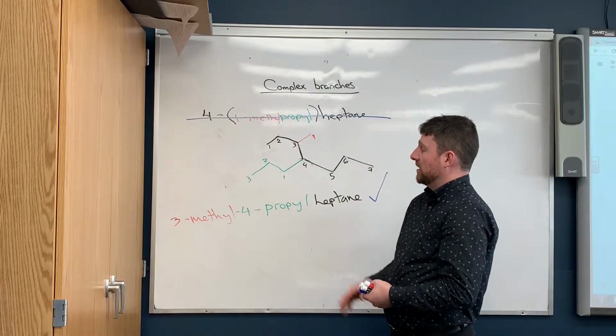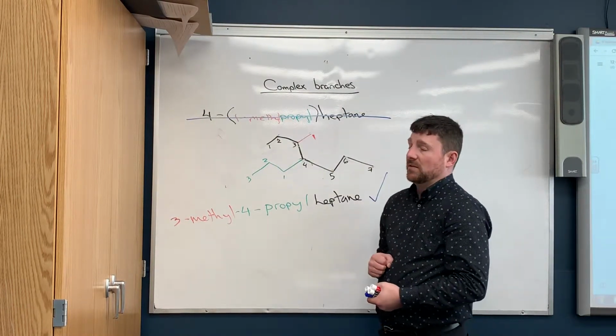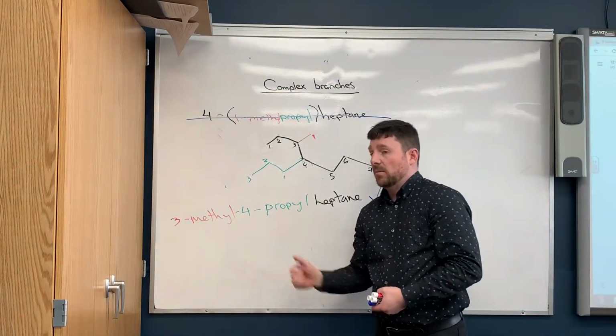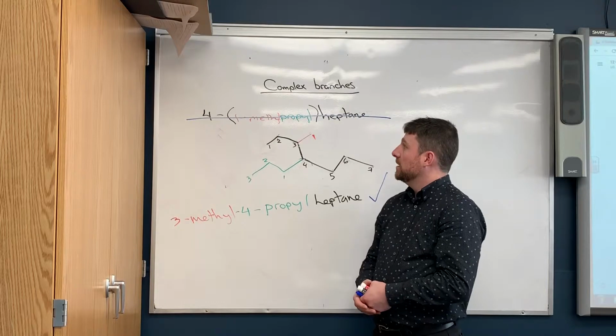So you just have to check, do I have 2 main chain options that are the same longest length? And is one simple and the other complex, in which case you go with the simple option.